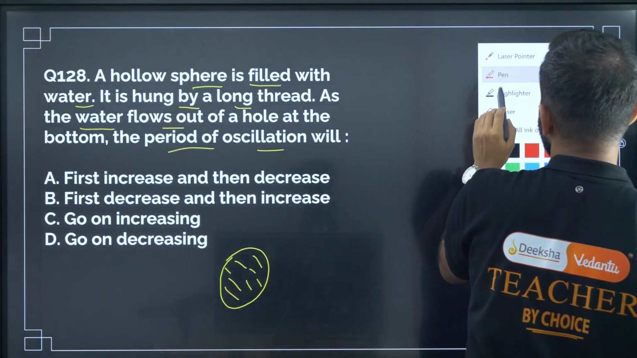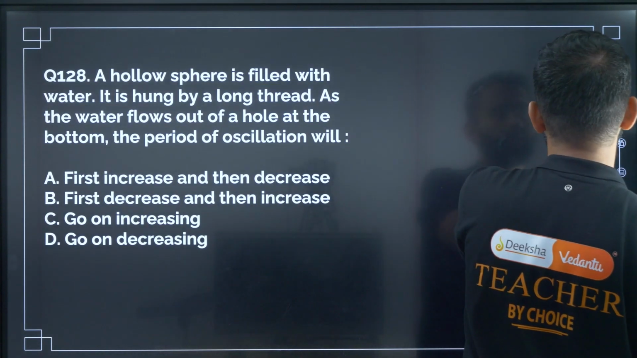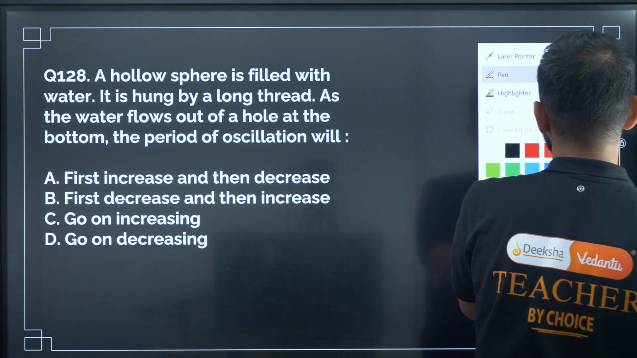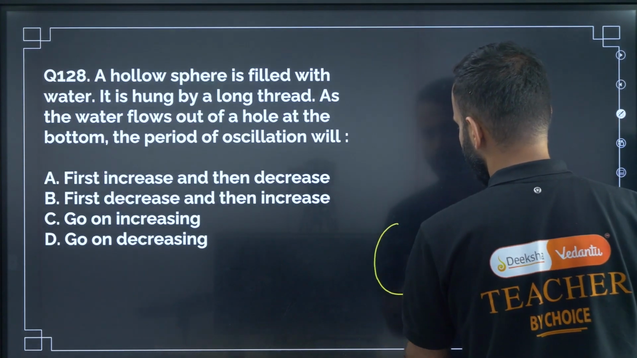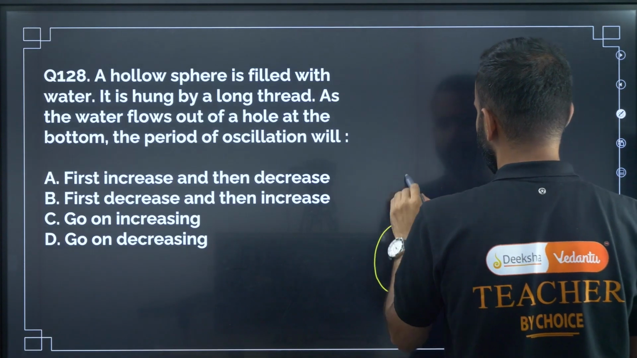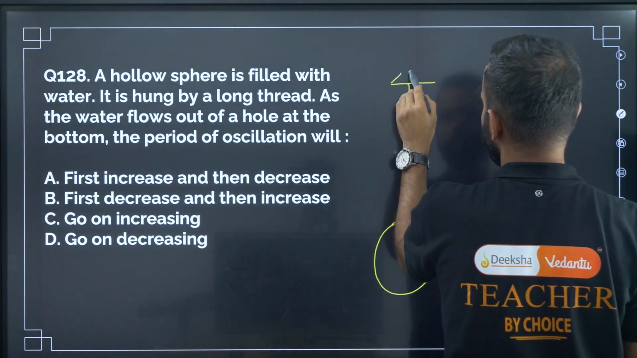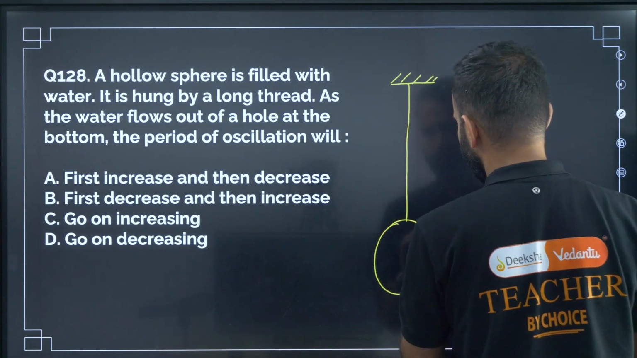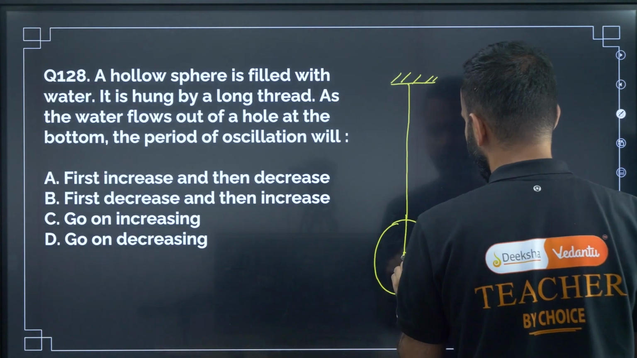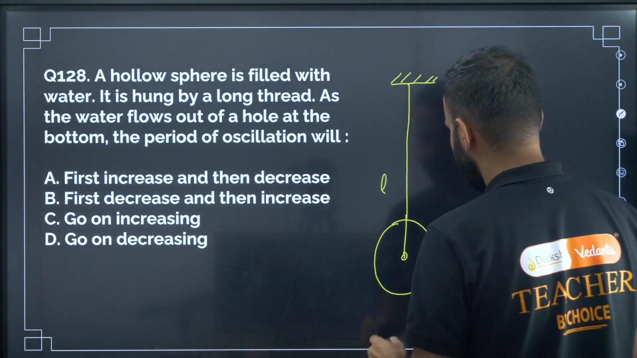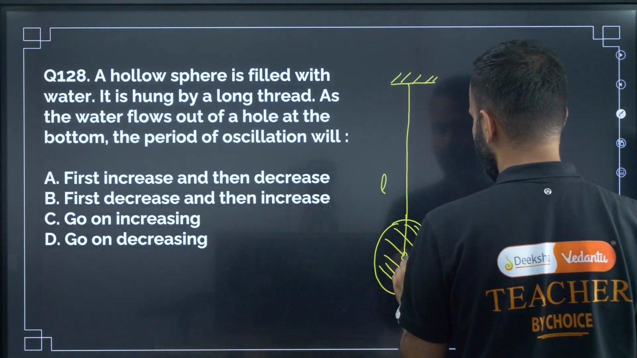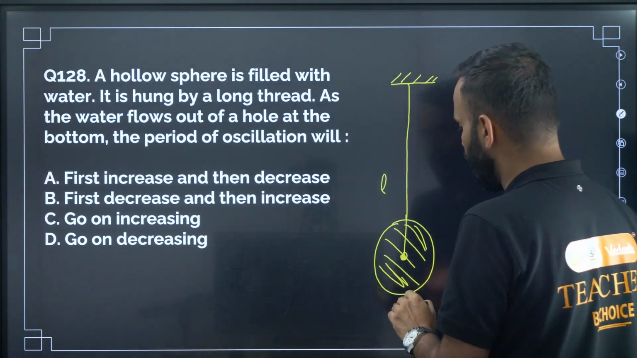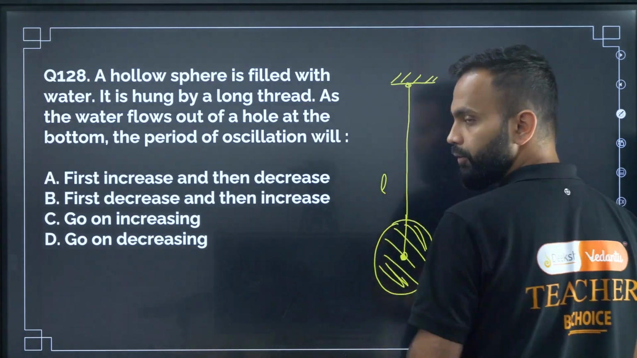So let us draw the diagram. Here, this is the hollow sphere. It is connected to a long thread. Now the effective length is L. The effective length is from the center of mass or center of gravity to the point of suspension.